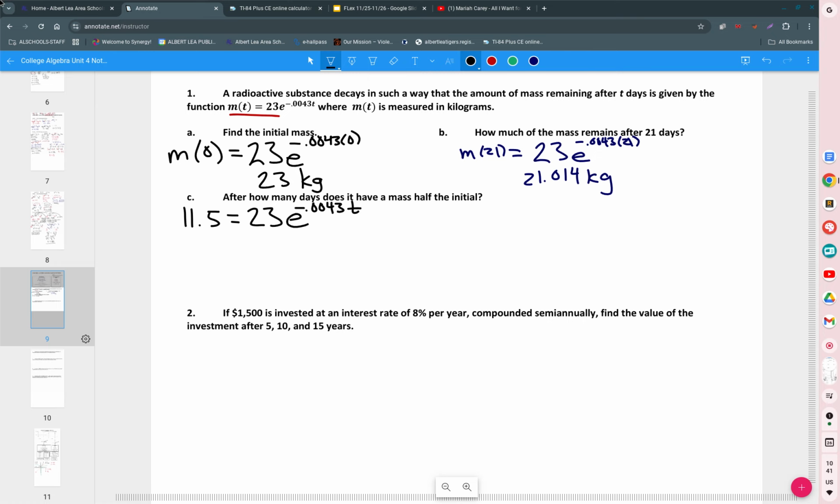I want to solve this equation. Where did I get the 11.5 from? Half of 23. It says after how many days is that half the initial mass? Notice I'm solving for t. T is up in the exponent. Until a few days ago, you didn't know how to do that, but now you know how to do it.